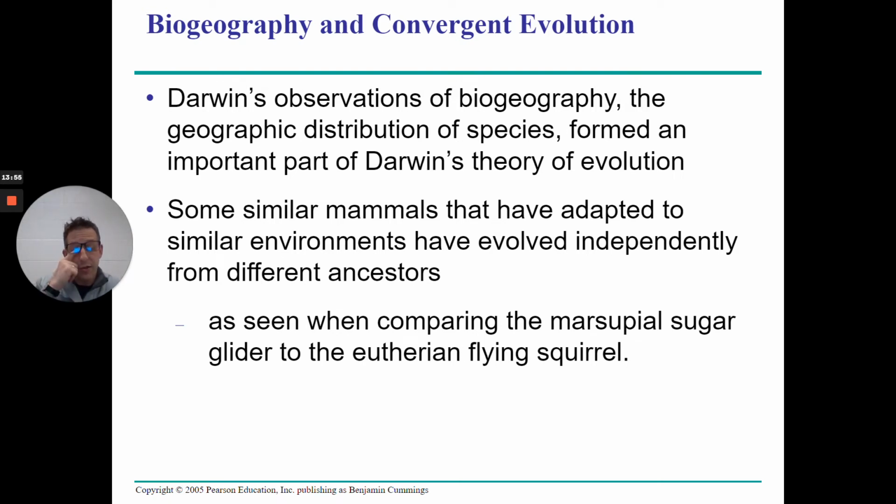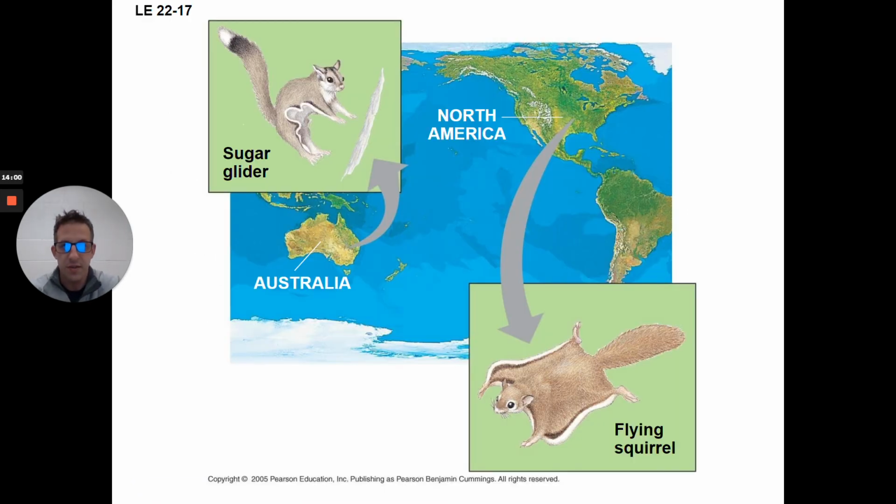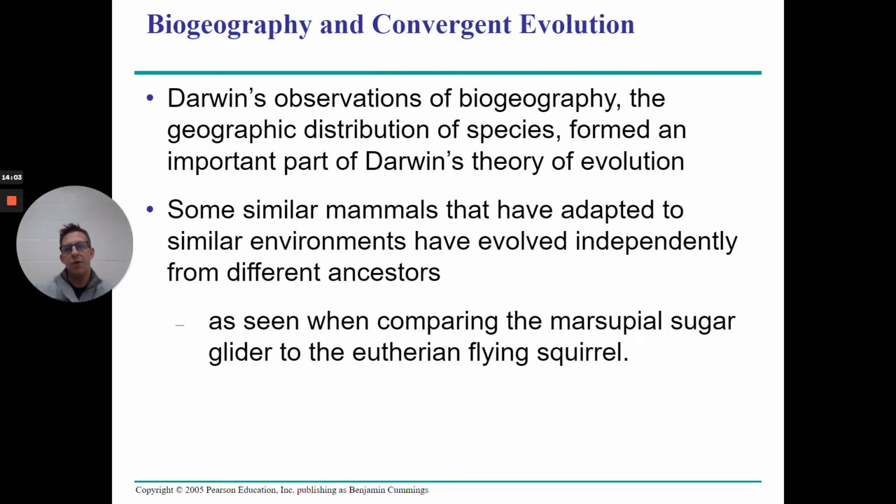Darwin's observations of biogeography, the geographic distribution of species, formed an important part of his theory of evolution. He noticed that some similar mammals have adapted to similar environments, and in fact they evolved independently from their ancestors. A really good example of this is comparing the sugar glider, which is a marsupial found in Australia, with the Eutherian flying squirrel. And Eutherians are womb-carrying creatures. They're like us. We would be an example of a Eutherian, and a flying squirrel or squirrel is really no different.